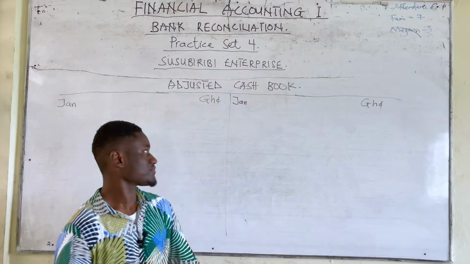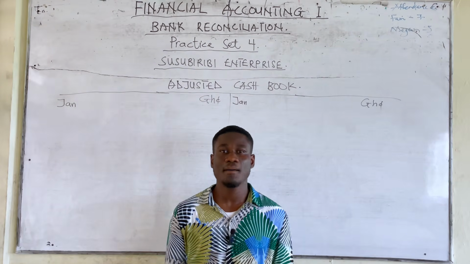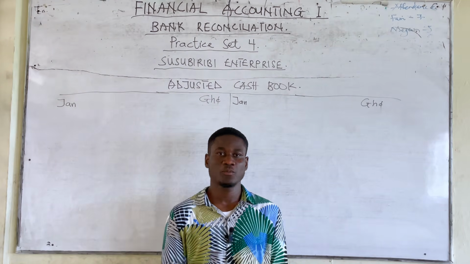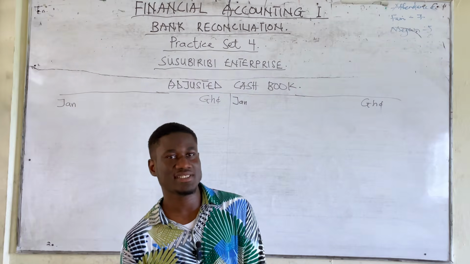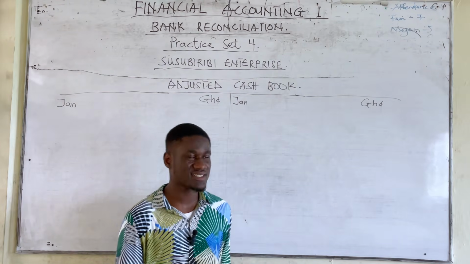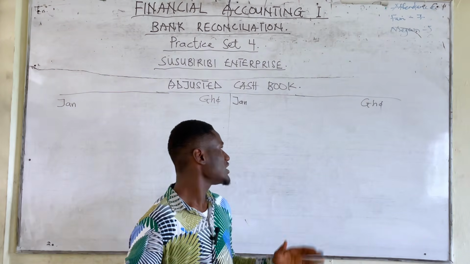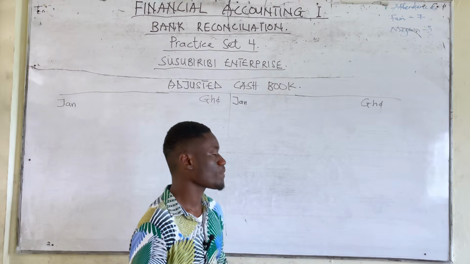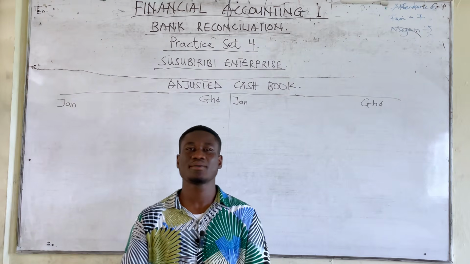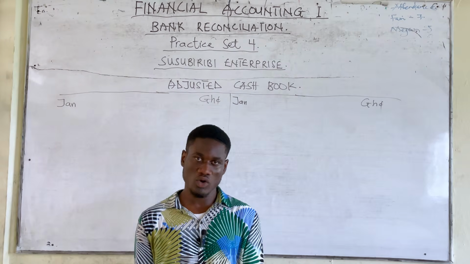Good. So we are going to start with the question. With this question, we have our cash book and we have our bank statement. So what we are going to do is look for the mistakes or the omissions made by the entity. Then we will correct it. Then we also look at the mistakes or omissions made by the bank, then we correct it.